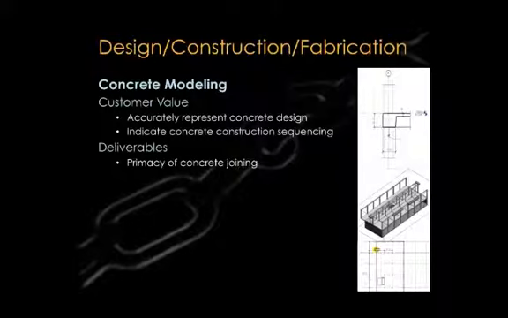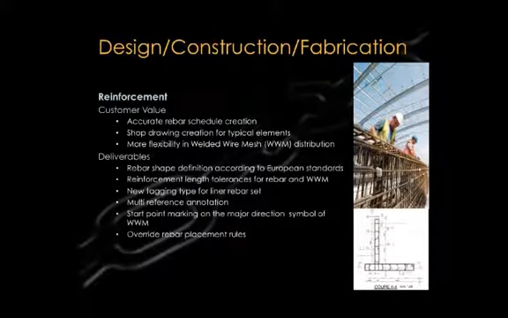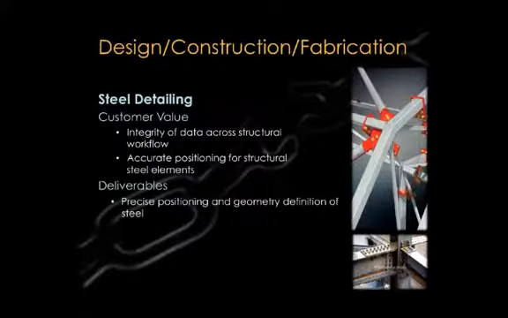In Revit 2013, we introduced the possibility to split an element into parts for construction purposes, and that effort has been continued. We now have support to even more accurately represent concrete design, indicate the construction sequencing, and define the primacy of concrete joining. This is also API accessible. In the area of reinforcement, we also have a number of improvements which affect the API, most specifically the new multi-reference annotation possibilities. Steel detailing has been enhanced and enables more precise positioning and geometry definition of steel details.